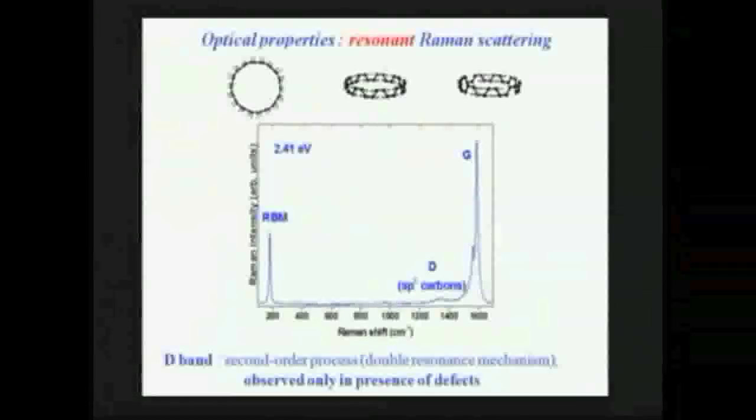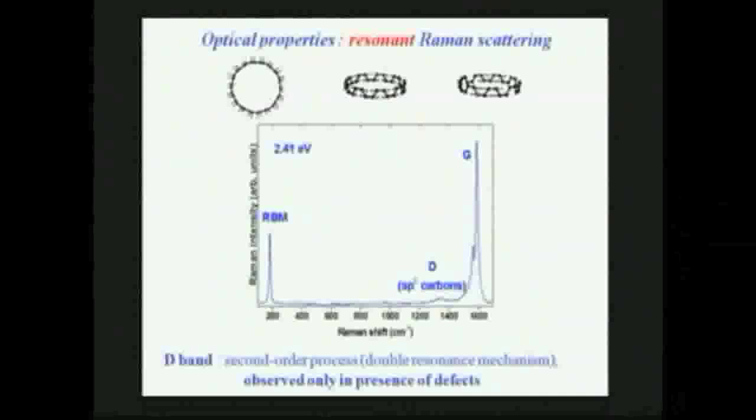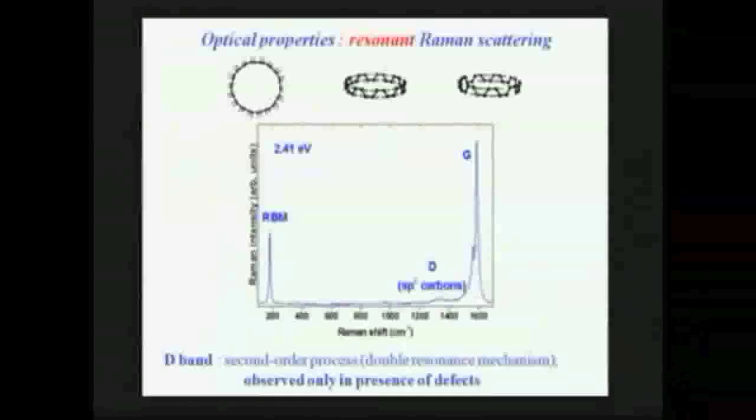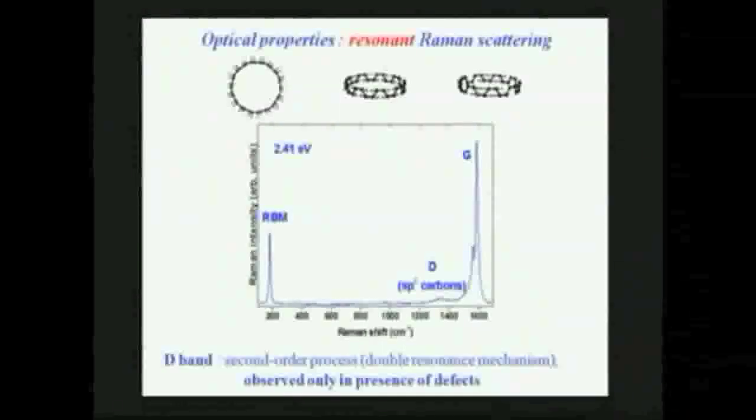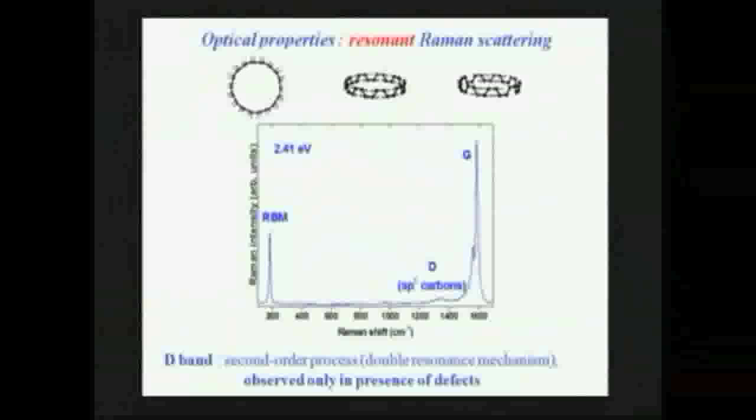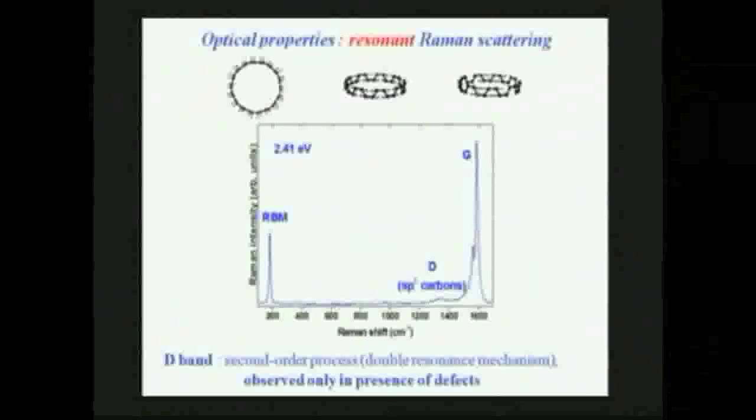So this was just to explain that this D band cannot be observed if you don't have defects in your materials. These D bands correspond to a double resonance mechanism. It corresponds to a phonon which is not in the center of the zone, which has a wave vector corresponding to the edge of the Brillouin zone. And we call this peak D band because it can be observed only when you have defects, only when you have sp3 carbons in your sample.